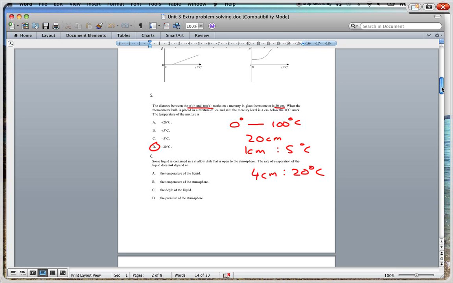Next one. Some liquid is contained in a shallow dish that is opened to the atmosphere. The rate of evaporation of the liquid does not depend on. Well, it definitely depends on the temperature of the liquid. The temperature of the atmosphere, it would have an effect to some degree. The depth of the liquid, no, because this is a surface phenomenon, and the pressure of the atmosphere would have some effect. So this would be looking at C.